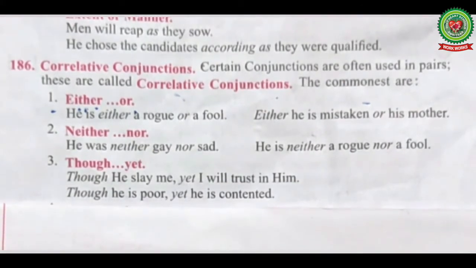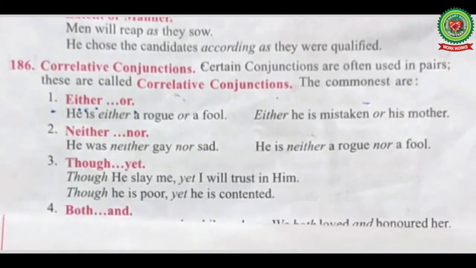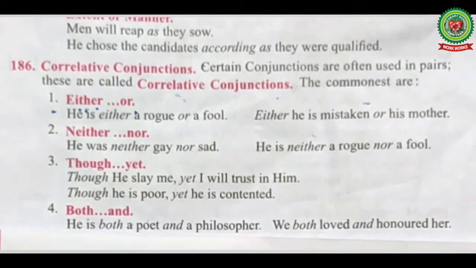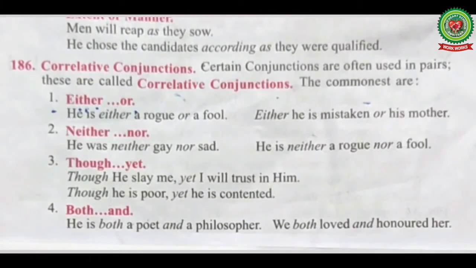Contented means satisfied. Further, we have both, and. Both, and is used when one statement or fact is added to another. For example, he is both a poet and a philosopher. Here we are giving additional information about him, that besides being a poet, he is a philosopher. Similarly, we both loved and honored her. Here, we are trying to say that she was not only loved but also honored.